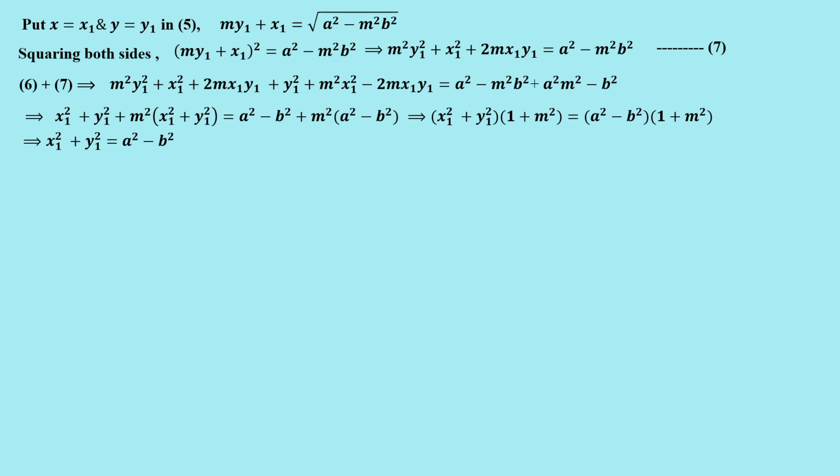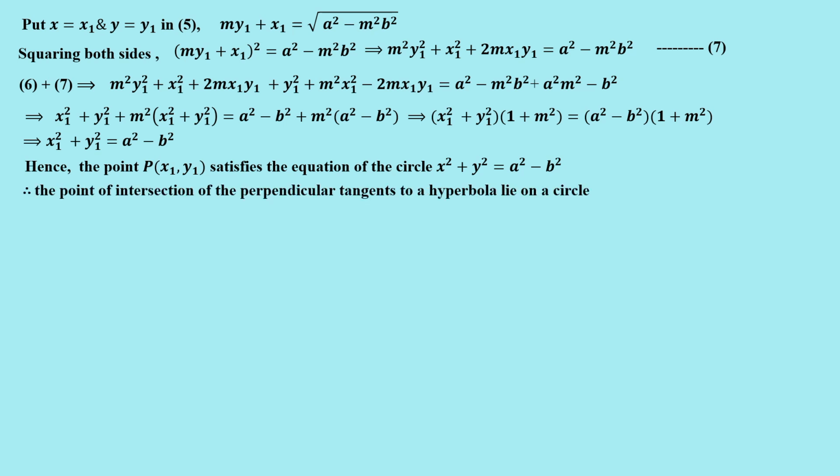So the locus of this point x1, y1 is x square plus y square equal to a square minus b square, which is the equation of the circle with the radius root of a square minus b square. So the point of intersection of the perpendicular tangents to the hyperbola lies on a circle.